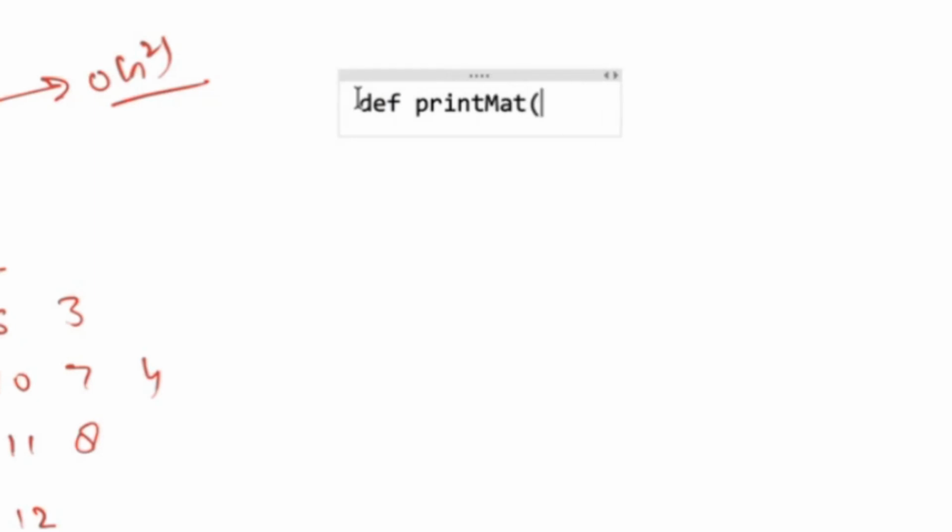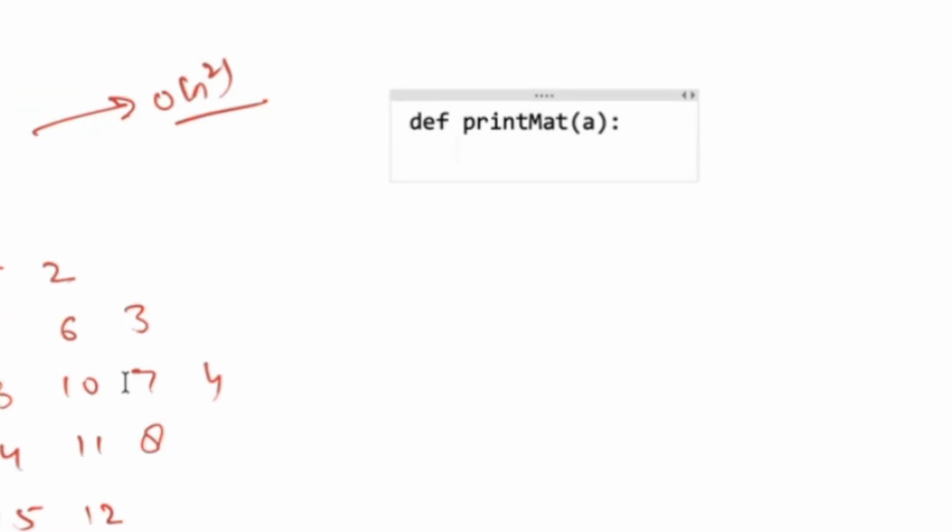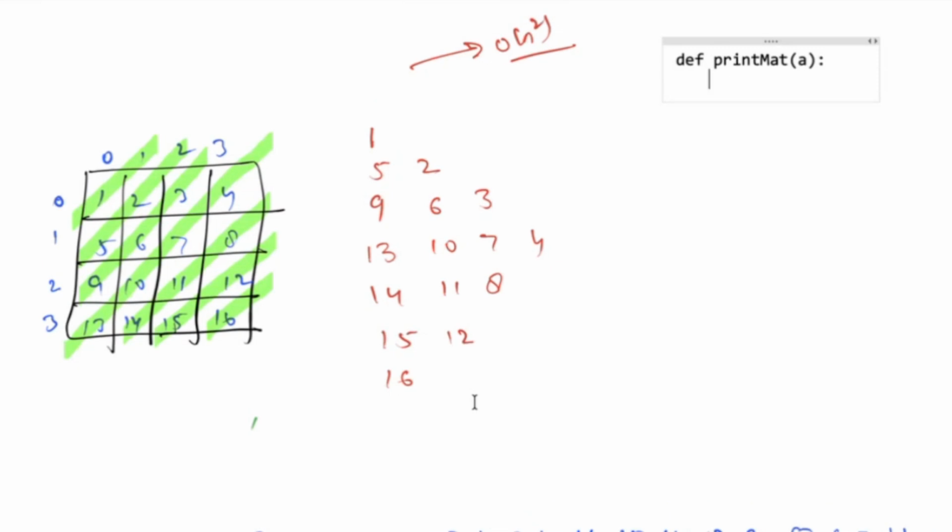So let's say print matrix, right? And A is the parameter. Let us assume that A is a matrix of order n cross n. Yeah, please go ahead. Then we build the matrix. Let's say matrix is already given to you. For i in the range of n and for j in the range of m, matrix[i][j], in square brackets i and j, equals the value.